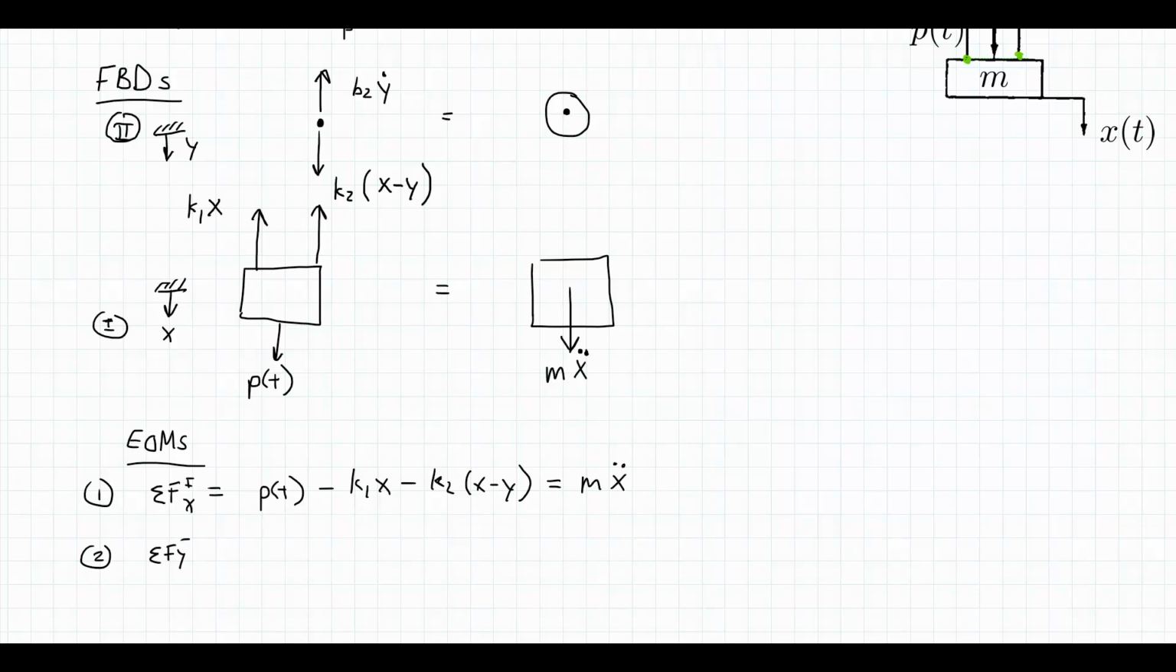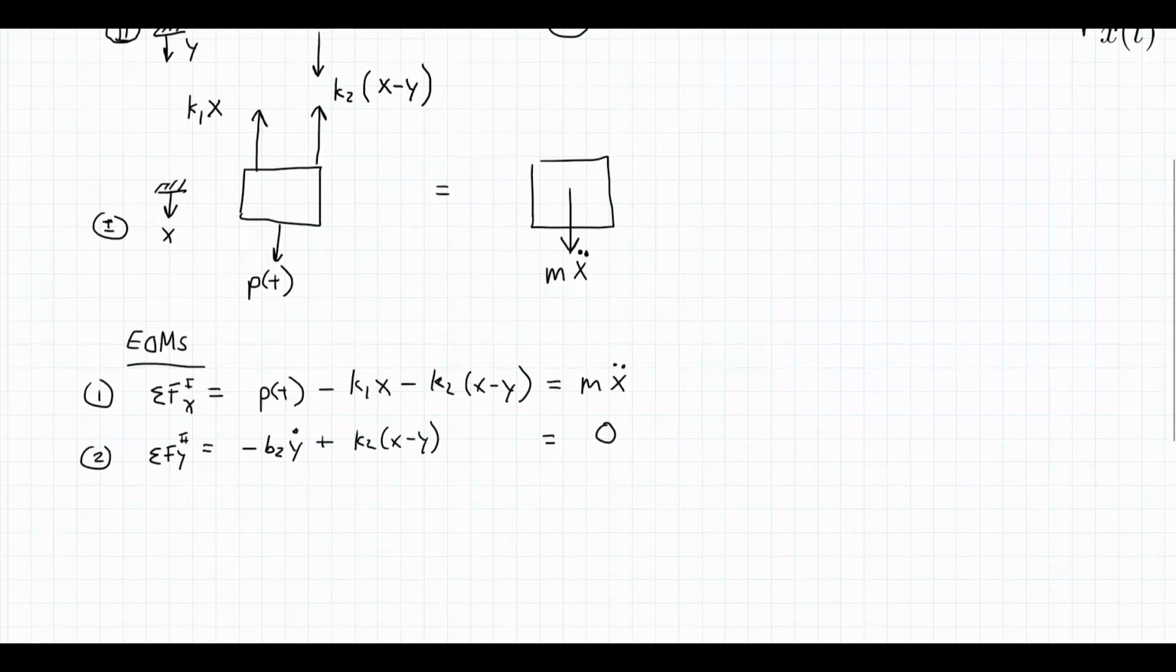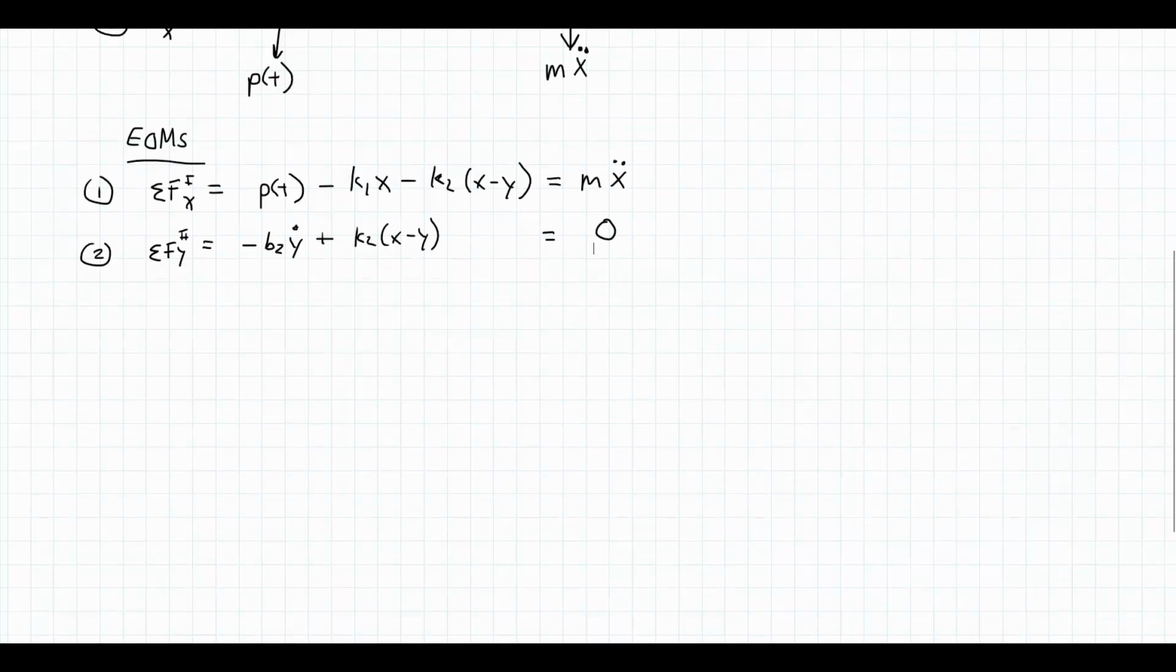So I will sum forces in the y direction now in picture 2. So I'm looking at the node. In the negative y direction, b2 y dot, and now plus k2 times (x minus y) equals, now here it has no inertia, so the right-hand side is 0. Right, two equations of motion.